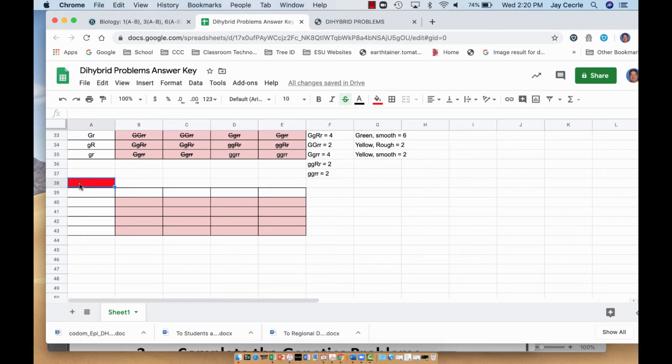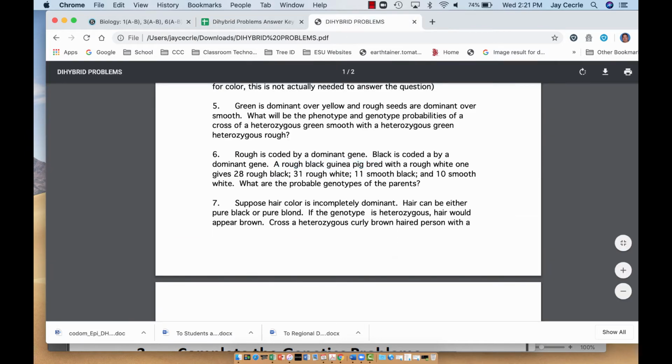Okay, what we know for sure is that you have a rough, and all you need is one capital R for rough. And then for black, all we need is one capital B, because it really doesn't tell us which combination it is. There's not a heterozygous or a homozygous that gives us any indication to tell us what it is for sure. Okay, and then this one's rough and white.